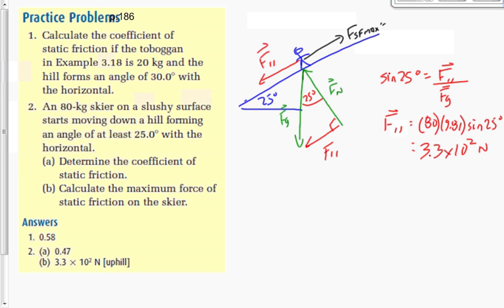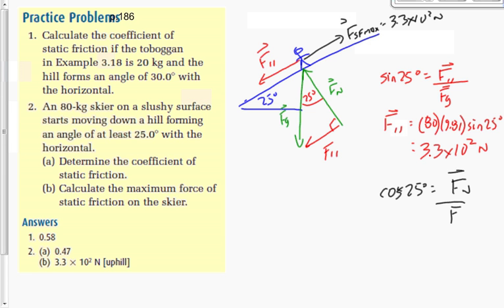Got to be the same force. Because if this angle is just required to get it going, then that F parallel is just required to get it going. And if that F parallel is just required to get it going, it's got to be the maximum force of static friction. Now, we're going to say cosine 25 degrees is equal to adjacent over hypotenuse.